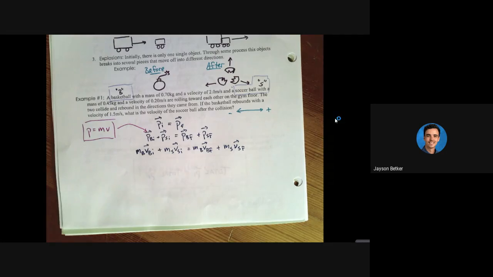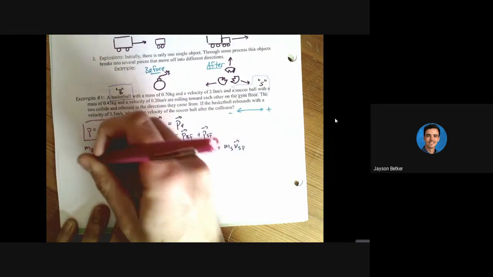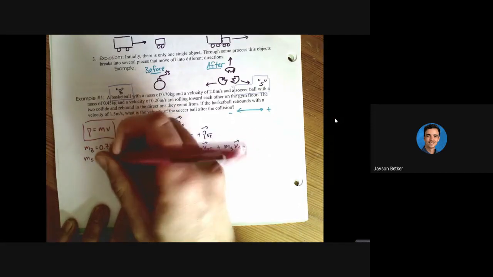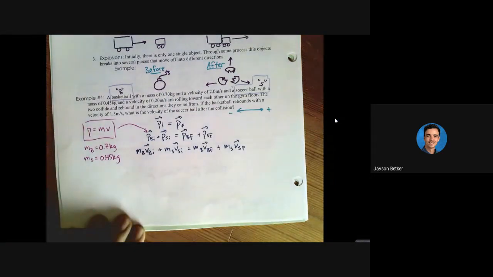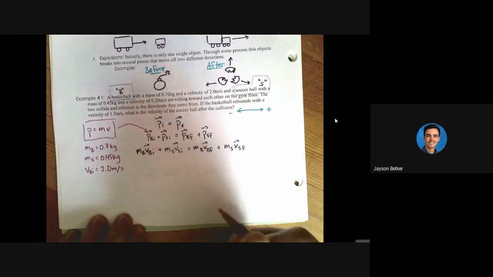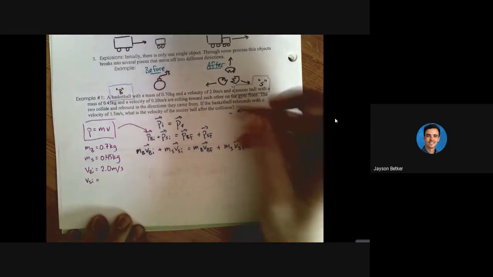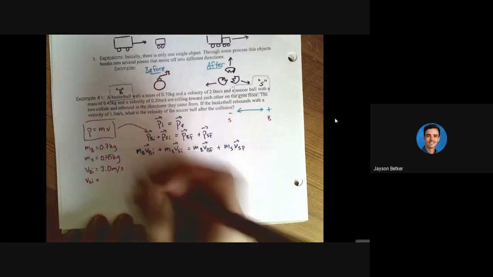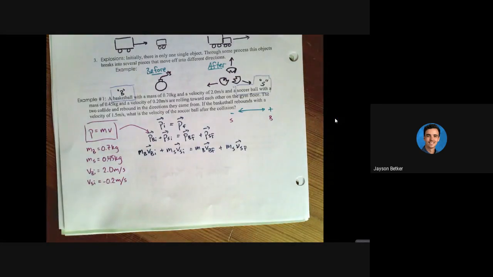But now we actually know everything that we need to know to be able to solve this. We know that the mass of the basketball is equal to 0.7. The mass of the soccer ball is equal to 0.45 kilograms. The initial velocity of the basketball was 2 meters per second, so VBI is 2 meters per second. The initial velocity of the soccer ball, VSI, is in the negative direction. We'll say the soccer ball is going this way and the basketball is going this way. So we'll say negative 0.2 meters per second. They do have to be going in opposite directions because they're meeting each other, right?